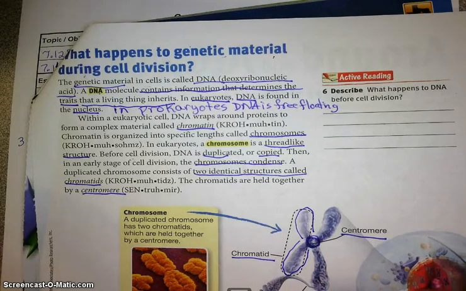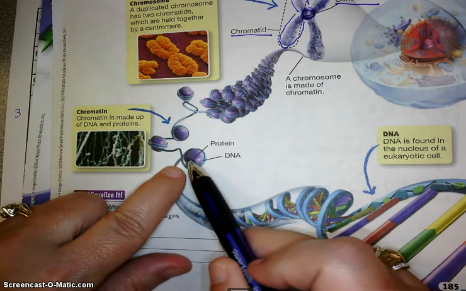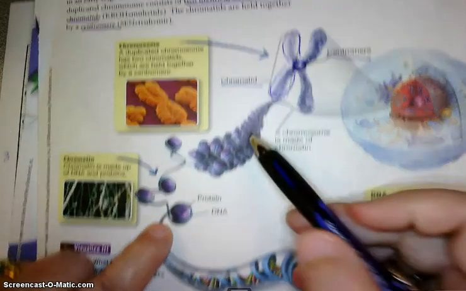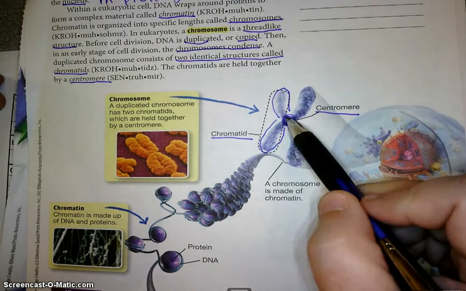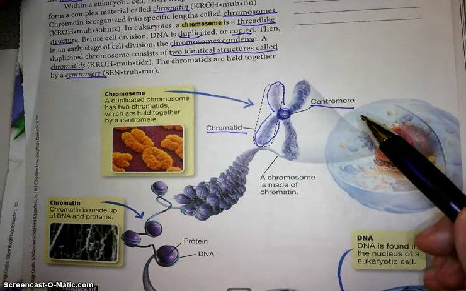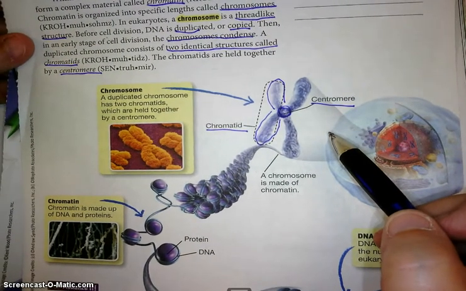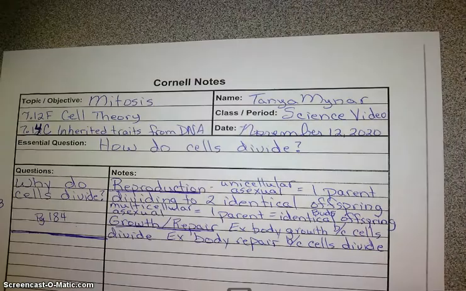When we have a eukaryotic cell, the DNA actually wraps around, here's our double helix DNA, it actually wraps around proteins to form what's called a chromatid. And the chromatids are like the legs on the chromosomes, and they're attached in the middle with a centromere. Before a cell can divide, it has to have a copy made of the DNA so that both of the new cells have an exact copy.